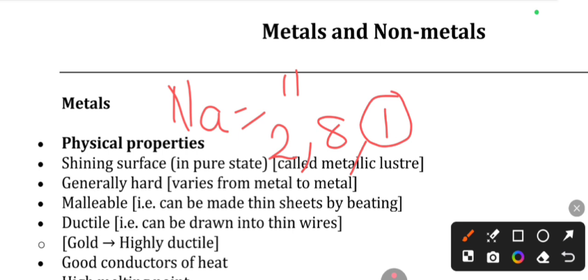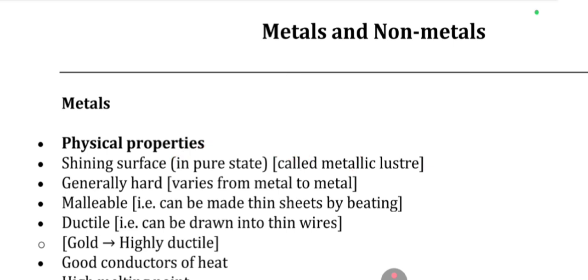If it is less than 4, it can easily lose the electrons. And electrons carry the negative charge. It means you are removing the negative charge. Then what is remaining behind? It is positive. That's why sodium carries positive charge. So all the elements or all the atoms which carry the positive charge behave as metals.